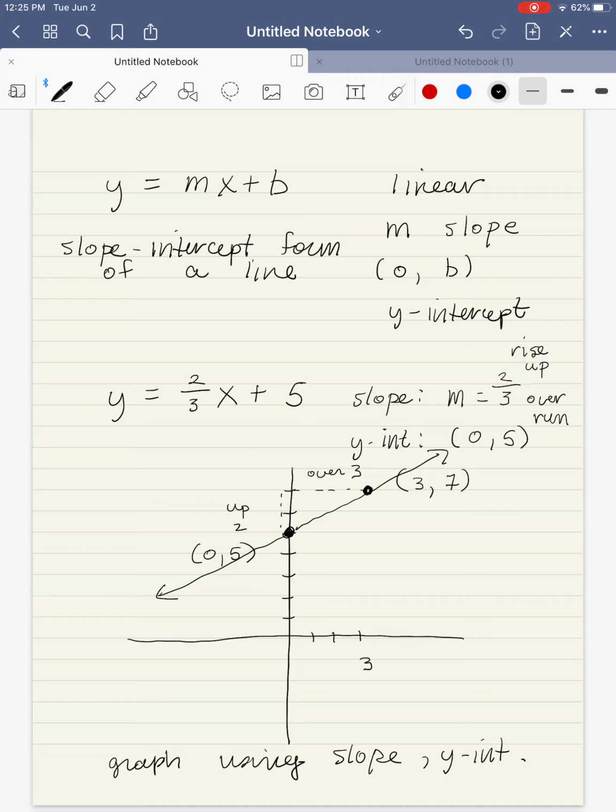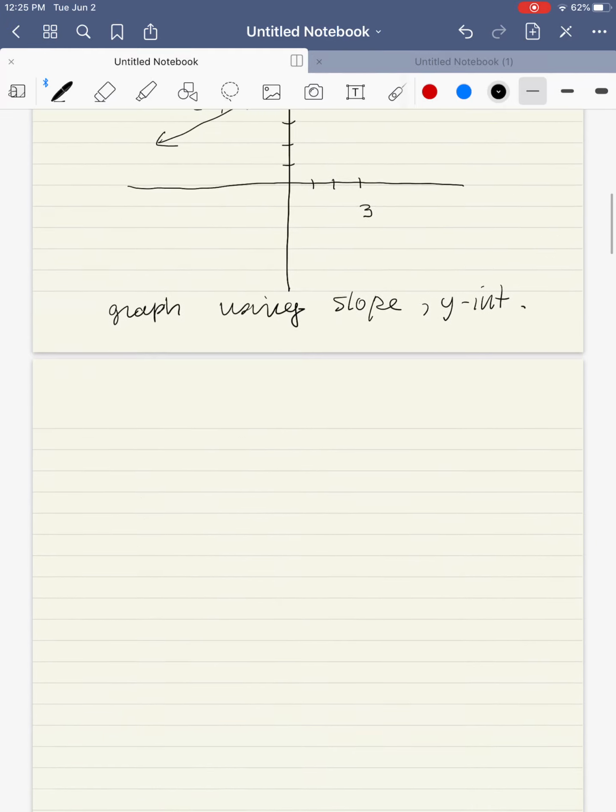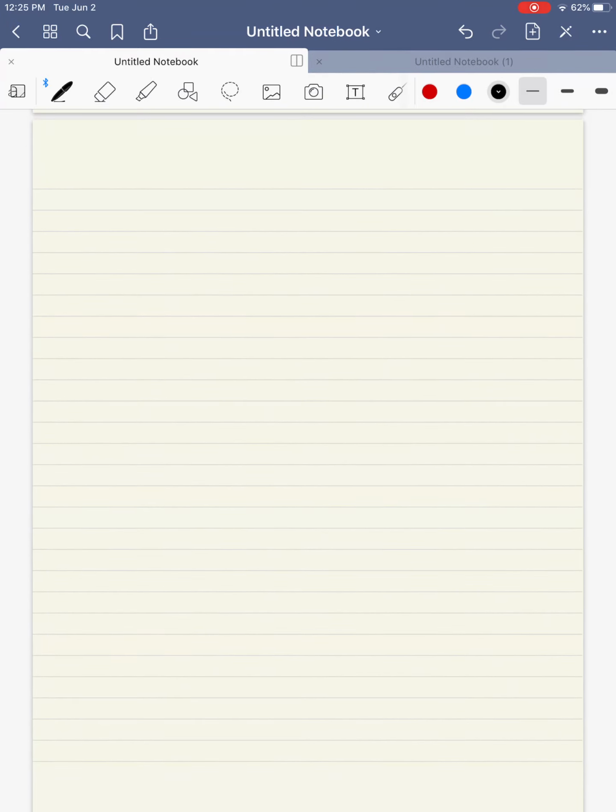If the equation is given in the form y equals mx plus b, using the slope and the y-intercept is a good way to graph it. But there's a lot of other ways to graph lines. If I have an equation in this form, let's say 3x plus 2y equals 6. This is what's called standard form.